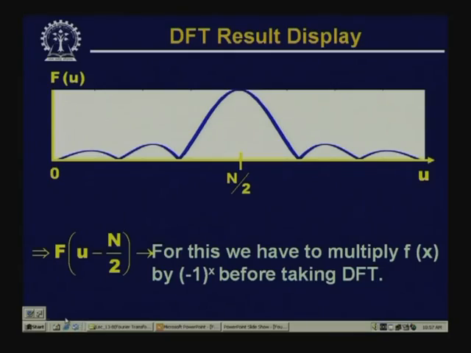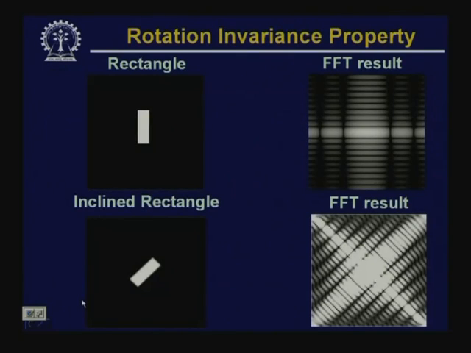So, by rotating an input image by an angle theta naught, the corresponding Fourier transform is also rotated by the same angle theta naught. To illustrate this, let us come to this particular figure. Here we had a rectangle, an image where we have pixel values equal to 1 within a rectangle, and outside this the pixel values are equal to 0.